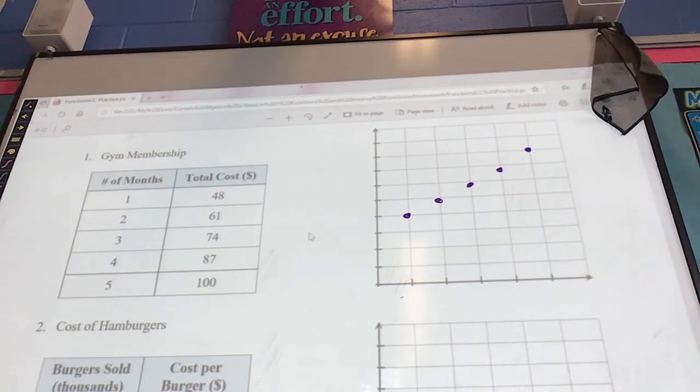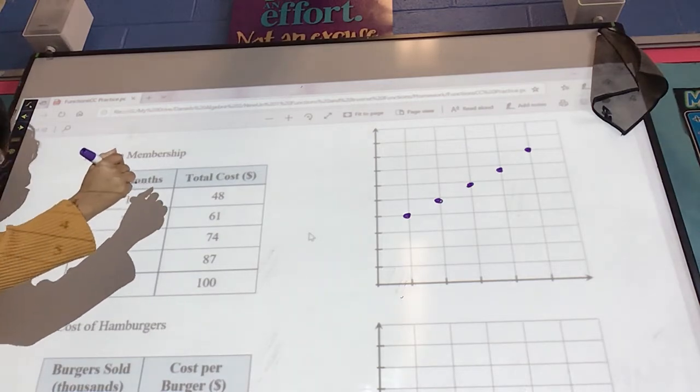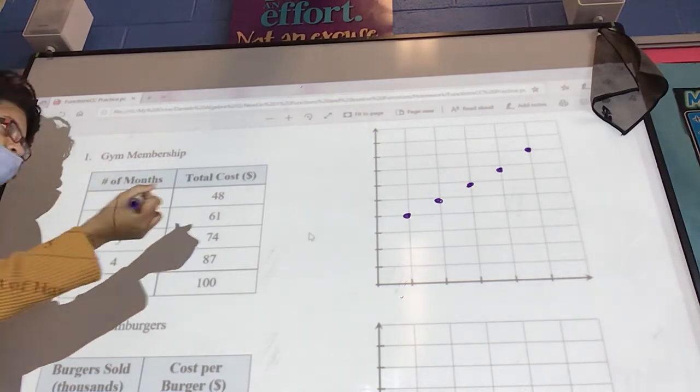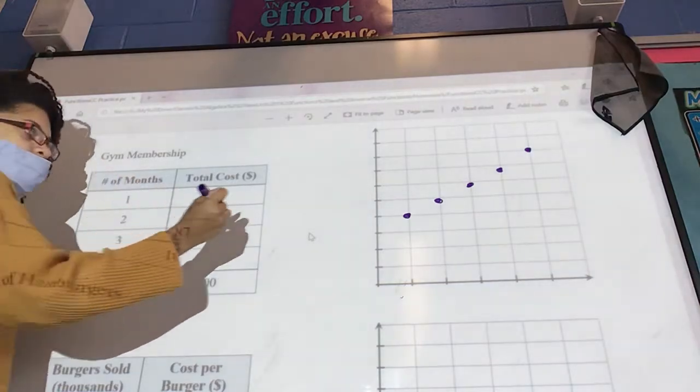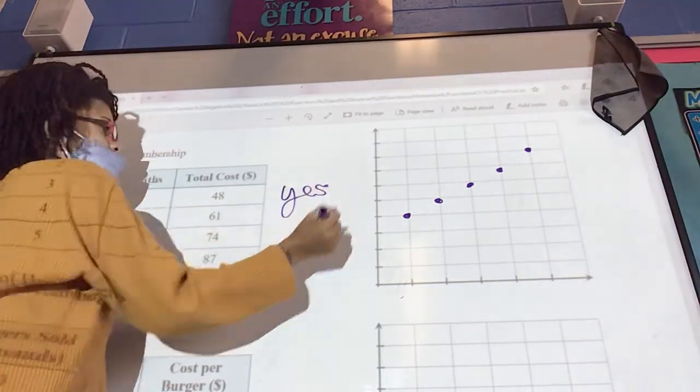Because it's consistent. Because it's consistent, so that means it is a function or isn't a function? It means it is. Any other reason, or were we just guessing? Just guessing? Okay, that's fine. I'm okay with guessing right now. So this is a function.